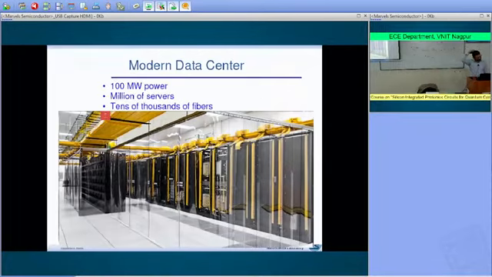The reason why we started this project is because of data centers. In a data center, you have thousands or millions of servers that are connected with thousands of fibers. One aspect that people do not really realize is that when you are shown a picture of a data center, they typically show you the servers. And here is the server.